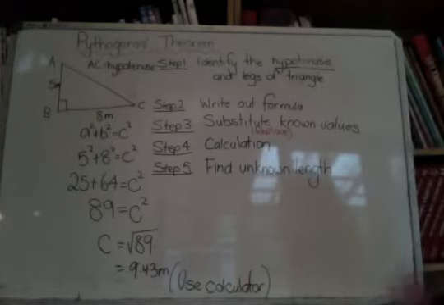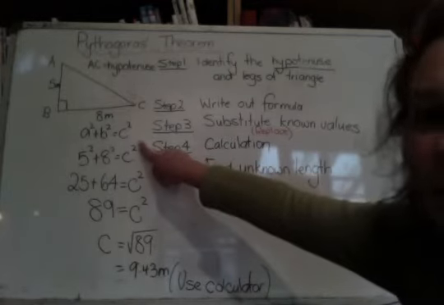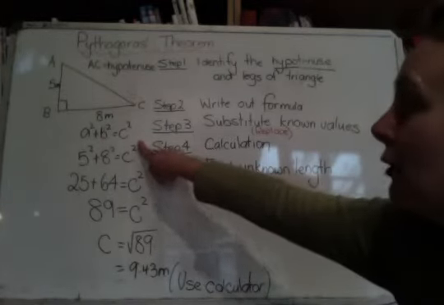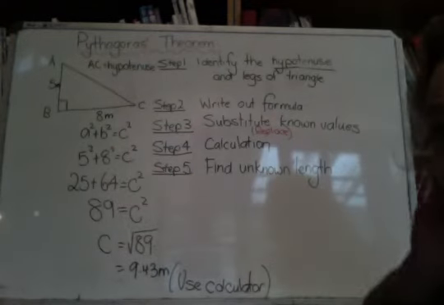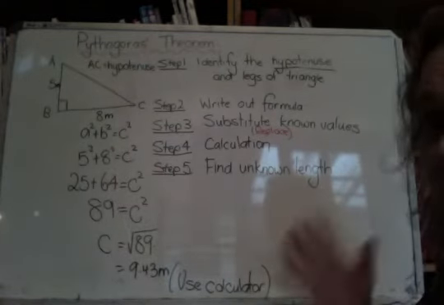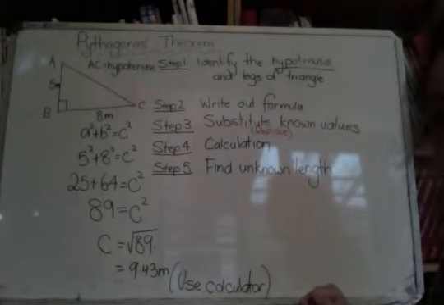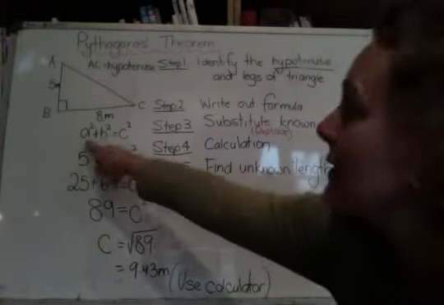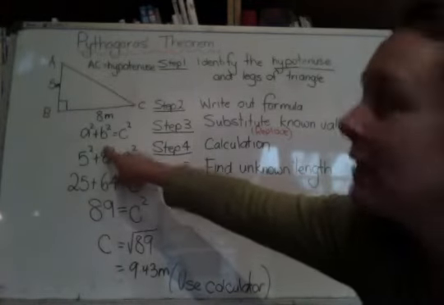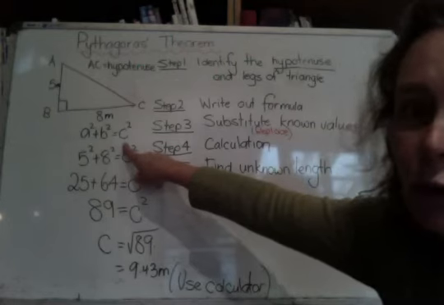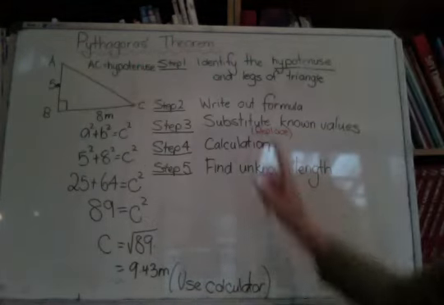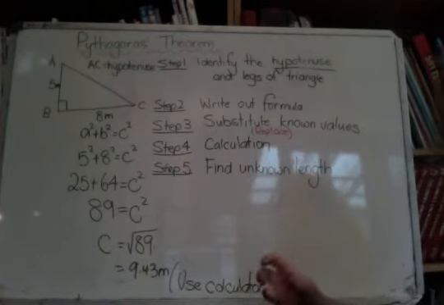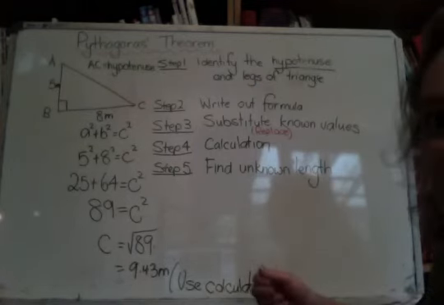Your second step is to write out a form of Pythagoras' theorem: A squared plus B squared equals C squared. It doesn't really matter what letters you use, but normally we use A, B, and C. But it has to be the sum of the squares on the shorter sides is equal to the square on the longest side. Okay? Step 3, we now substitute or replace those letters with the values that we know.